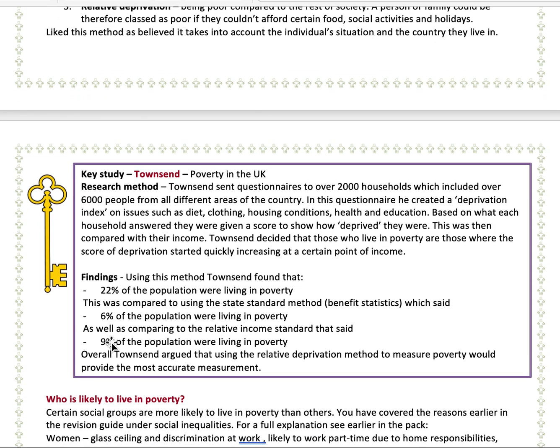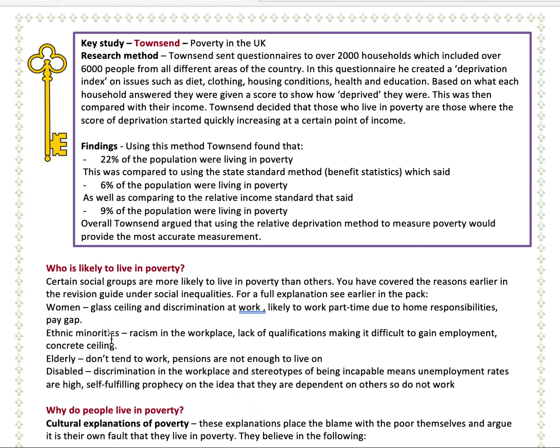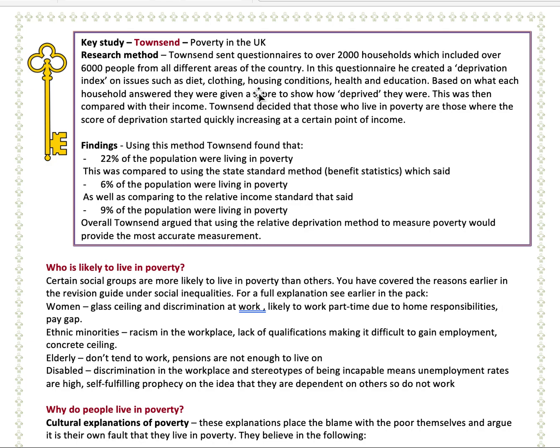So Townsend used this method. He sent questionnaires to 2,000 households. Questionnaires are a set list of questions, and 2,000 households means that it's a very representative sample. He could see patterns and trends in the poverty levels. He could make comparisons between people because he used a reliable method.